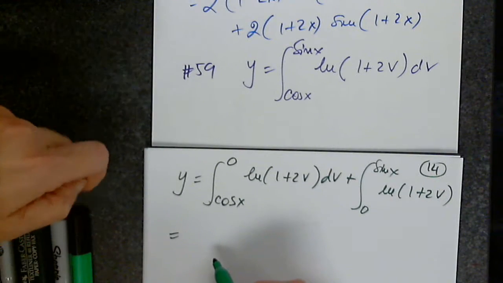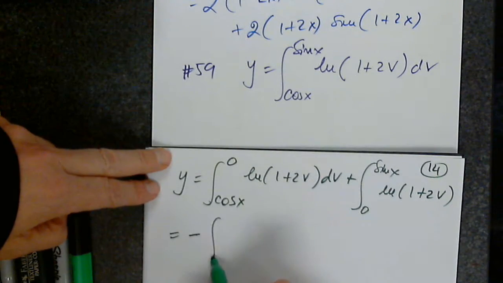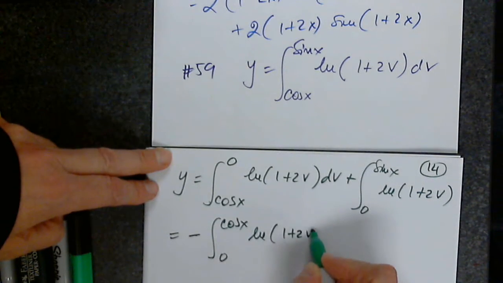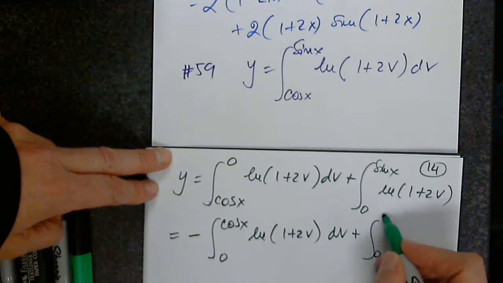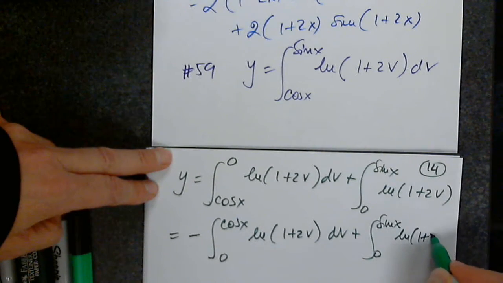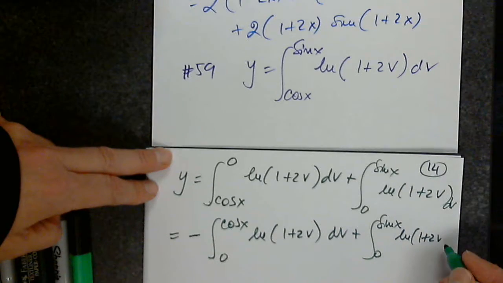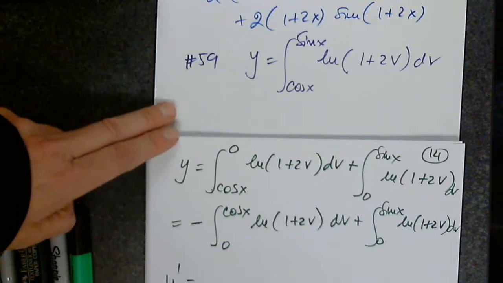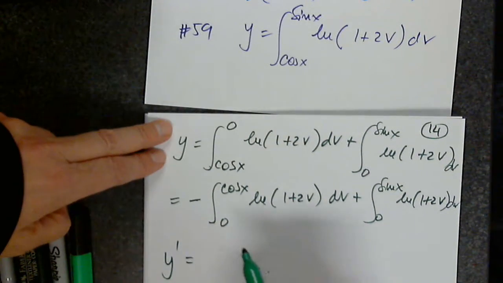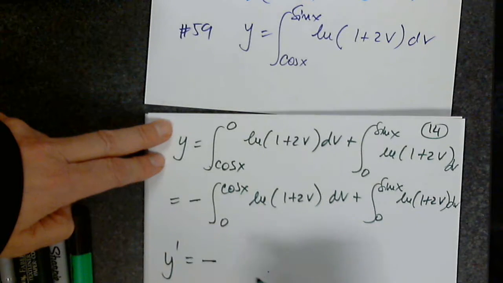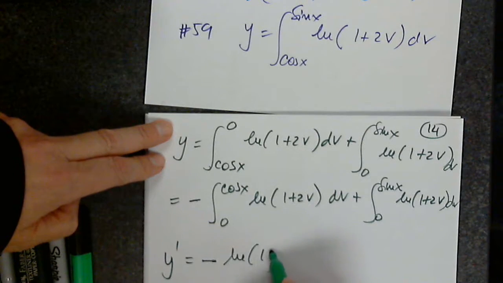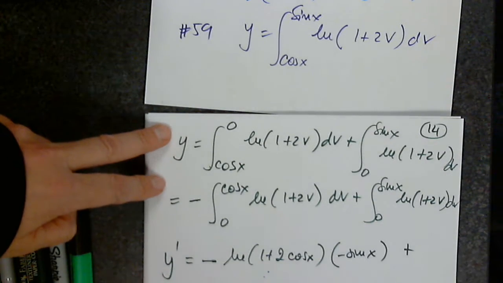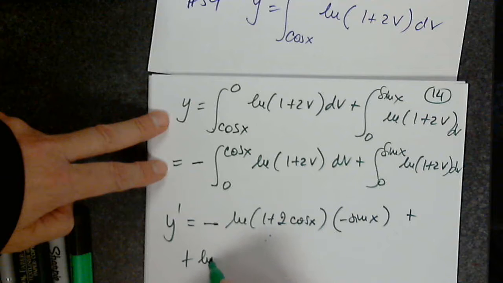Not ready for integration. Negative the integral from 0 to cosine x of natural log 1 plus 2v dv plus the integral from 0 to sine x of natural log of 1 plus 2v dv. Good. Now we're ready to differentiate. The left-hand side is y prime. The right-hand side is negative natural log of 1 plus 2 cosine x multiplied by negative sine x. Excellent. Plus natural log of 1 plus 2 sine x.